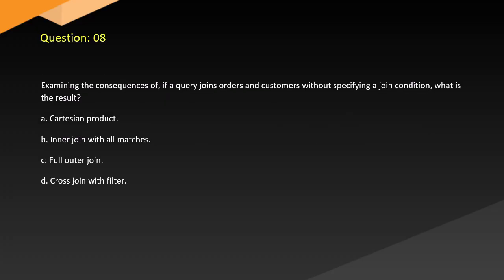Question 8. Examining the consequences of if a query joins orders and customers without specifying a join condition, what is the result? A. Cartesian product. B. Inner join with all matches. C. Full outer join. D. Cross join with filter.